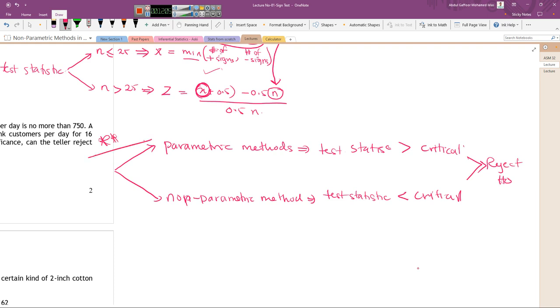Sometimes in the examination you might get confused, right? So far we have rejected H naught if the test statistic is greater than the critical value. But when we are performing non-parametric methods, if the test statistic is less than the critical value, we have to reject H naught, right? Okay.